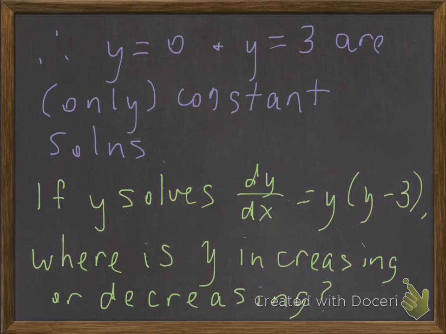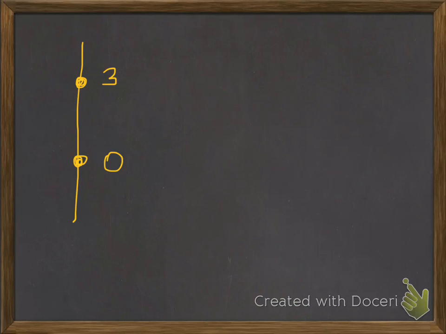Next question. If y is a solution to our differential equation, where is y increasing and where is it decreasing? And as you know from calculus and previous homeworks, the way we're going to determine where y is increasing and decreasing is to look at the sign of the first derivative, the sign of y prime. And this should sound kind of familiar from calculus.